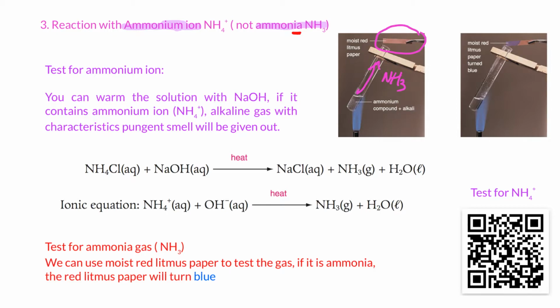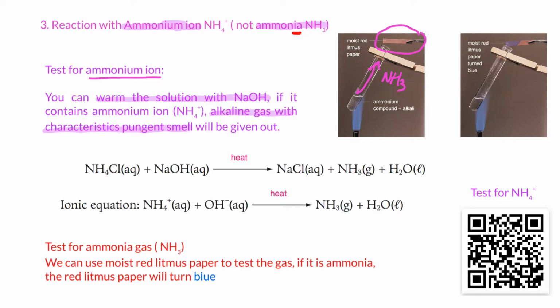So this is a kind of test for ammonium ion. We try to describe these experiments this way. First of all, the test that we provide will be: warm the solution with NaOH. We warm it first. If it contains ammonium ion, an alkaline gas with a characteristic pungent smell will be given out. The characteristic pungent smell is about the ammonia. Ammonia smells like urine, but in DSE you will say it's a characteristic pungent smell. If you say alkaline gas with urine smell, sorry, I won't give you marks for that.